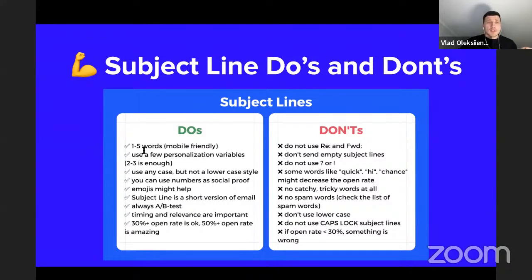Where can I find the list of spam words? You can Google them. There is a list of, I don't know, maybe 300 words we should avoid. But typically those words are for marketing teams, for marketing managers, for emails sent via MailChimp or ActiveCampaign and so on.